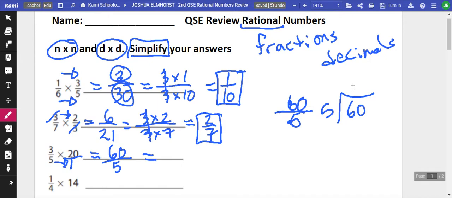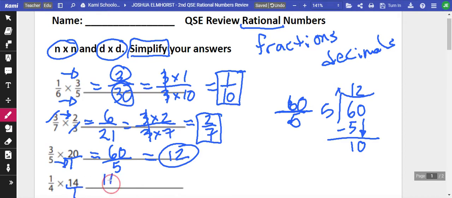5 goes into 6 one time. 1 times 5 is 5. Then you subtract to get your remainder, bring the 0 down. Then 5 goes into 10 two times. So that would be simplified to 12.